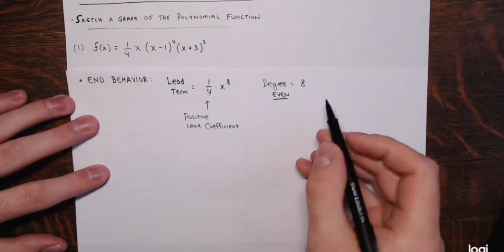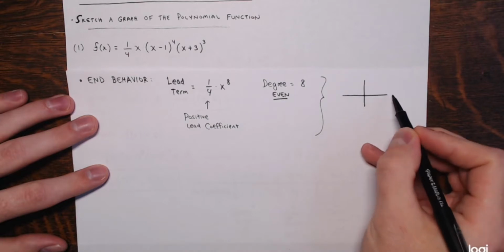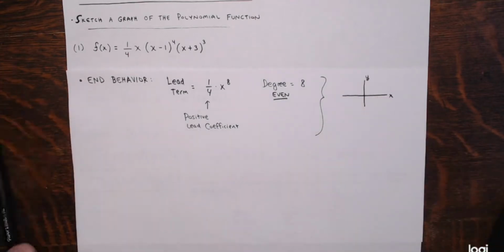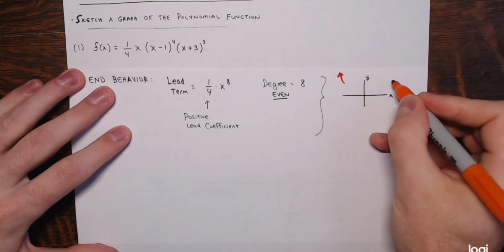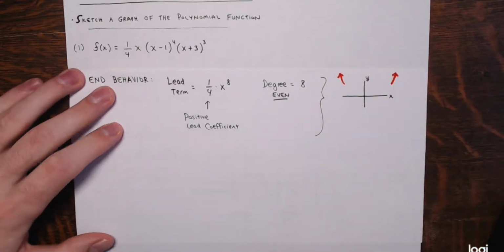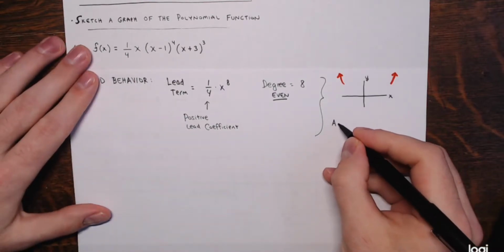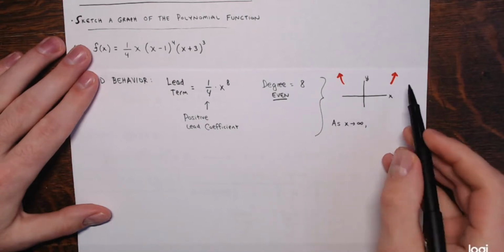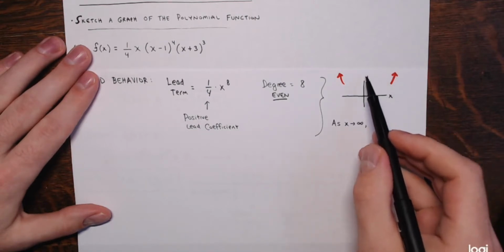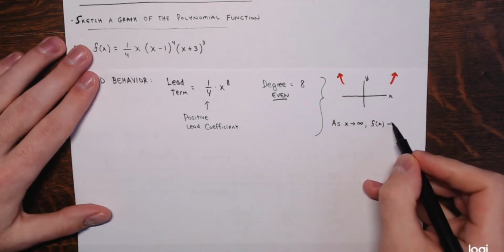So putting these together, the graph's going to be doing this. Here's the xy plane. The graph, with an even degree and positive lead coefficient, will be going up on the left end and up on the right end. Now, if you want to describe this a little further, you say as x goes to infinity, this is going to the right end, the value of the function is going up, which will be going to infinity along the y-axis. f of x is going to infinity. That's the right end behavior.